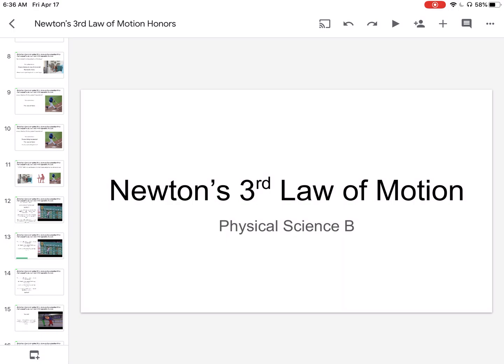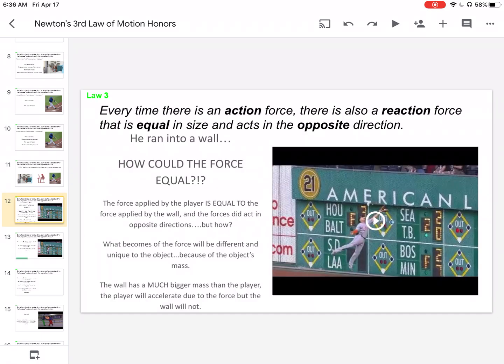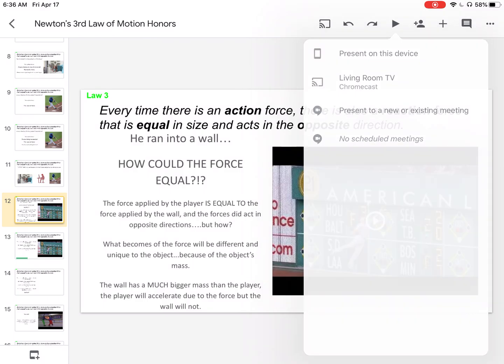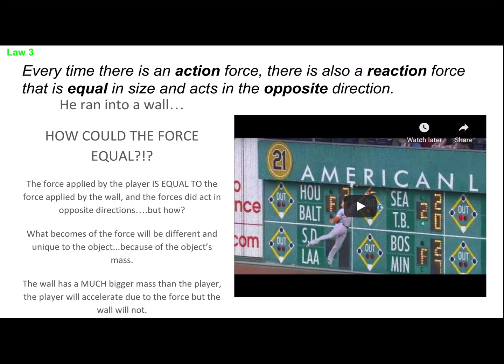So you guys should have already watched Newton's third law of motion Edpuzzle, and you should be ready to fill in the parts on friction on your Newton's laws of motion worksheet. If you are following along with the lecture slides, please start on this slide.